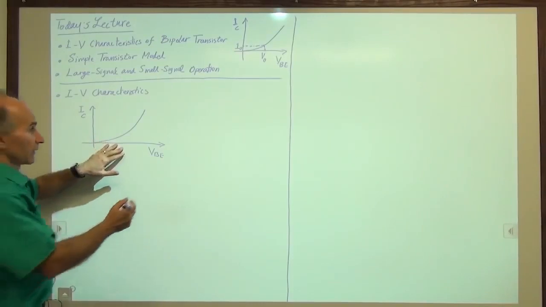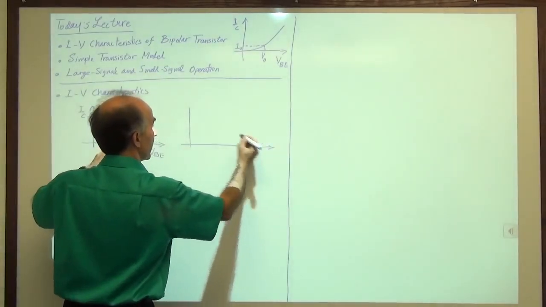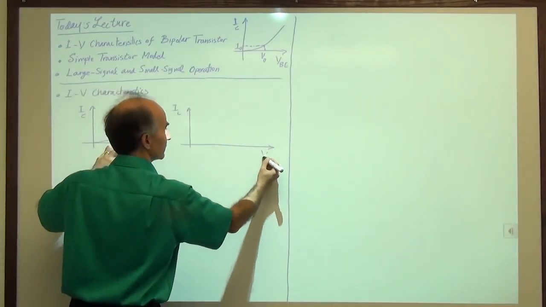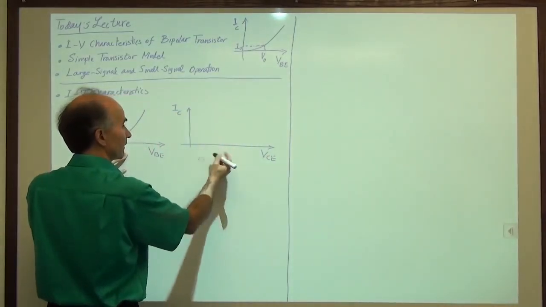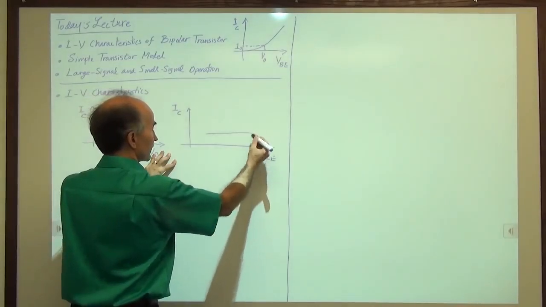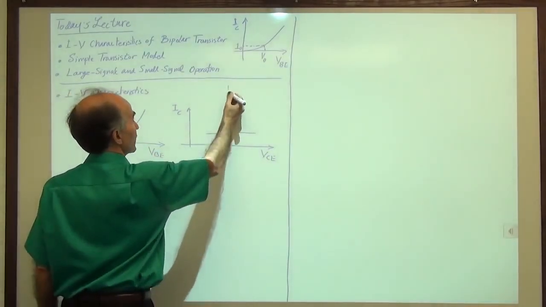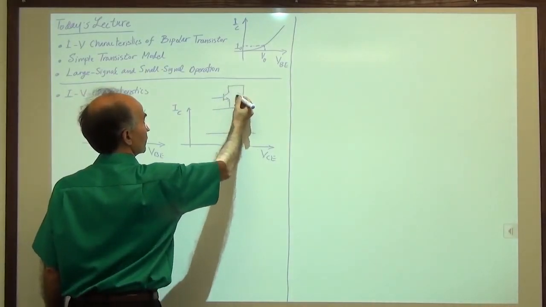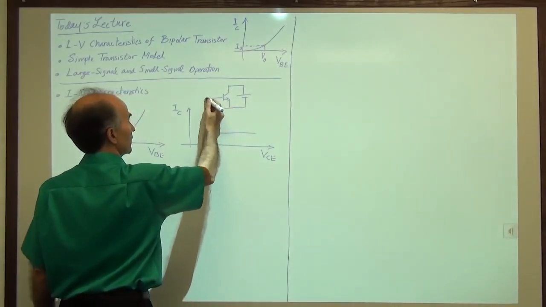Okay, another characteristic that we had was IC as a function of VCE. And we saw that for a given base emitter voltage, the collector current is constant. It doesn't depend on VCE. So if we take a bipolar transistor and perform these tests on it, we have two batteries, one for VCE, one for VBE.